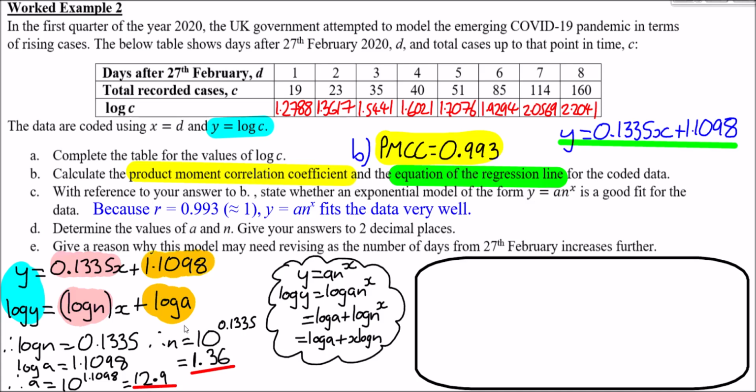Okay, so filling this in, not that the question asks us to. If a is 12.9 and n is 1.36, then we can actually fill in and realize what the equation is going to be.